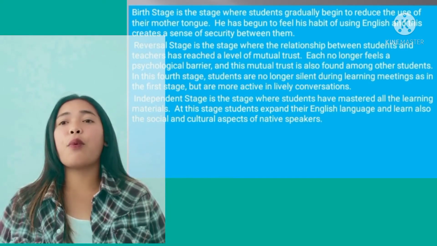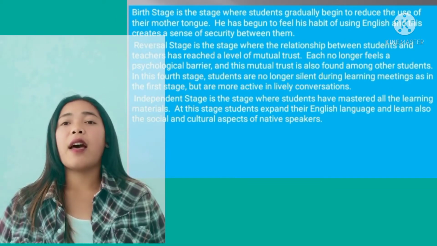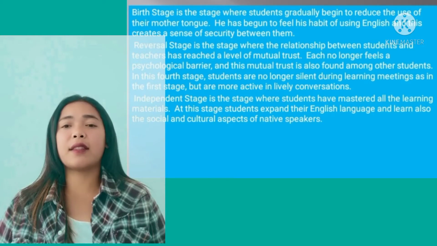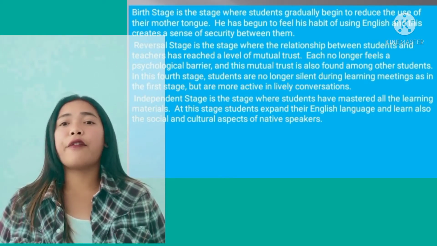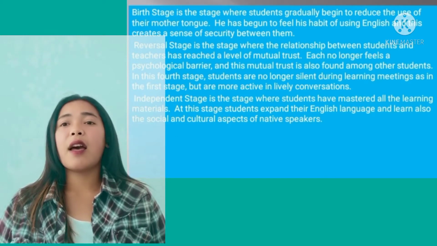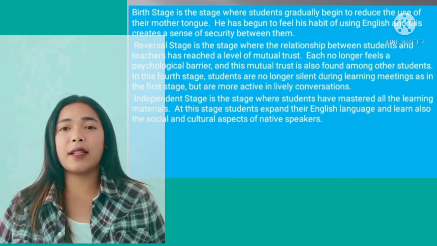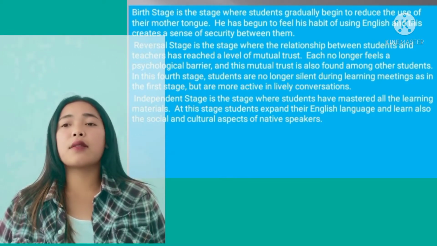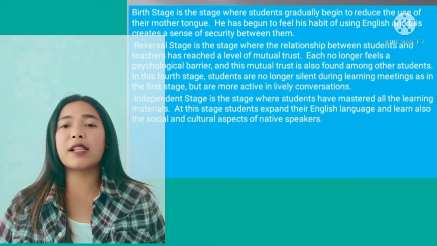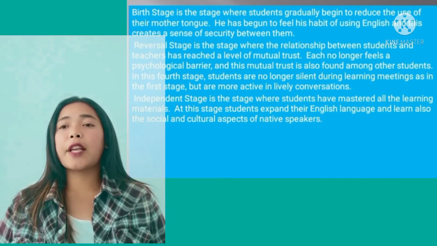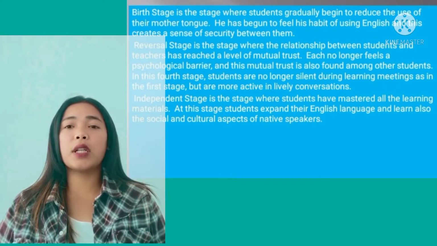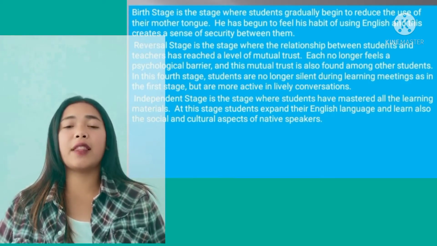The reversal stage is the stage where the relationship between students and teachers has reached a level of mutual trust. It no longer feels like a psychological barrier, and this mutual trust is also found among other students. In this fourth stage, the students are no longer silent during learning meetings as in the first stage, but are more active, with lively conversation. The independent stage is the stage where students have mastered all the learning materials. At this stage, students expand their English and also learn the social and cultural aspects of native speakers.